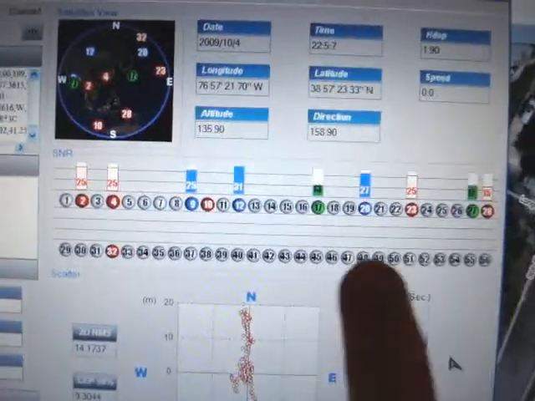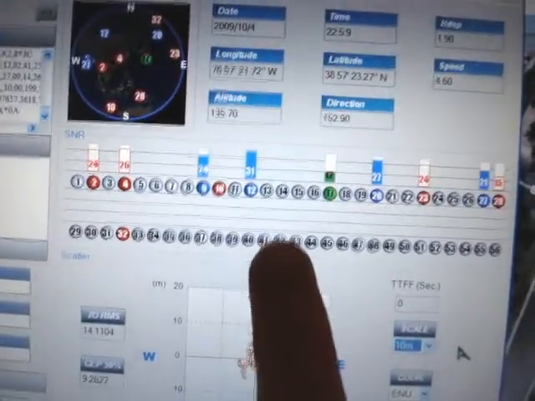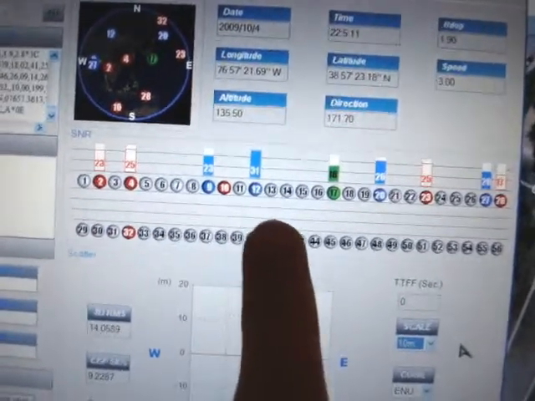This right here is the number of satellites I'm connected to. It looks like about 11 or 12. It also tells you the signal strength of each.